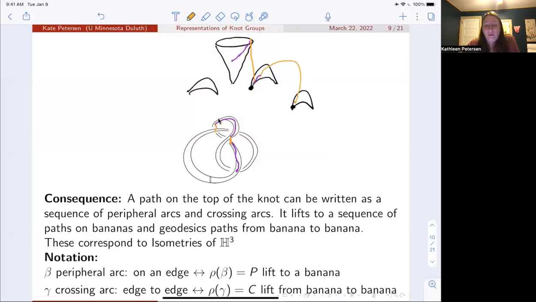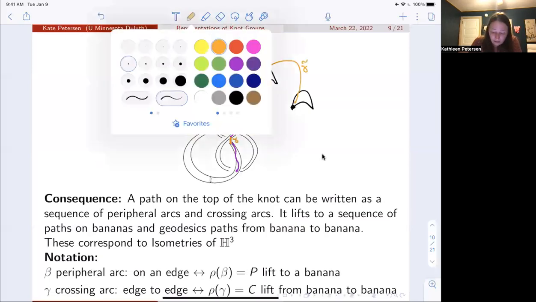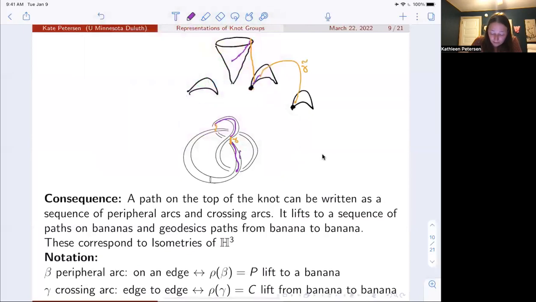And then I do a little peripheral bit that's on the banana. And then the next bit is another crossing arc. And if I extend these all the way to the ideal boundary, these two will share an endpoint, and this one will share an endpoint with the next one that came along. So the notation that I'll use is just like the previous slide. These crossing arcs I'll call gamma, and the lifts I'll call gamma tilde, and these peripheral pieces I'll call beta, and the lift of that I'll call beta tilde.